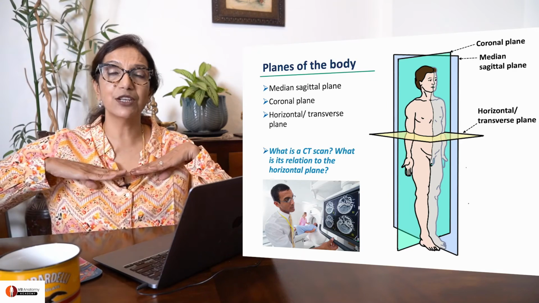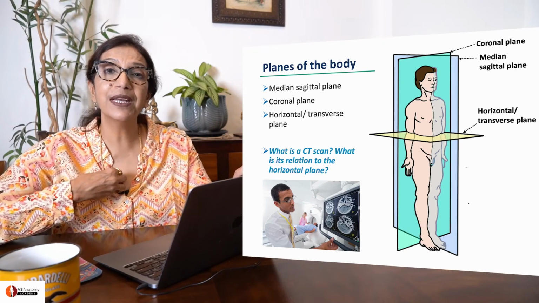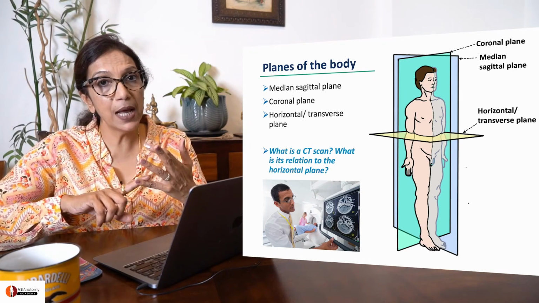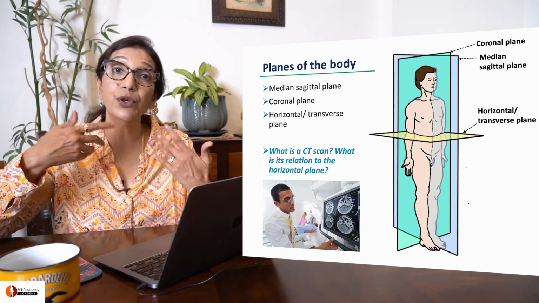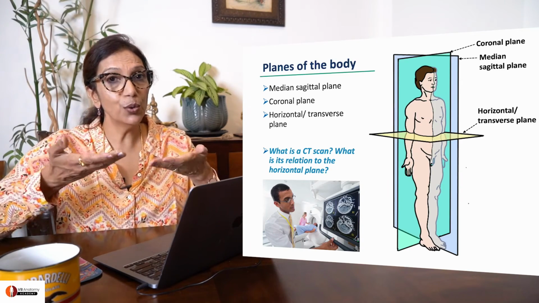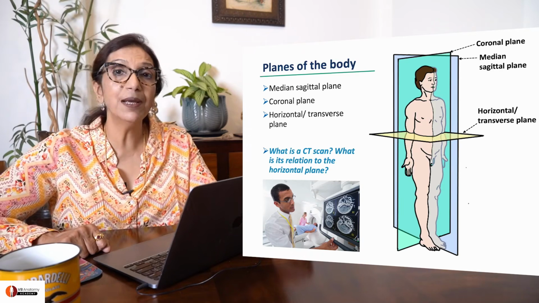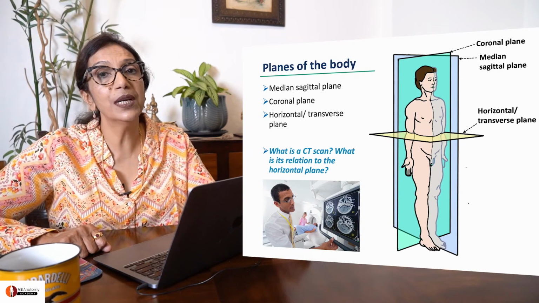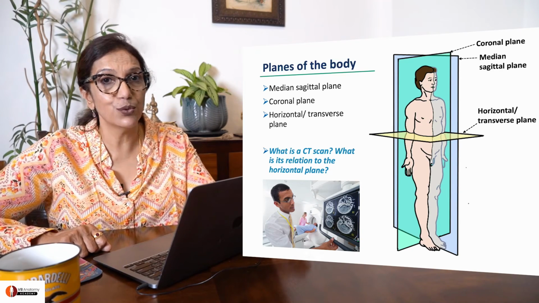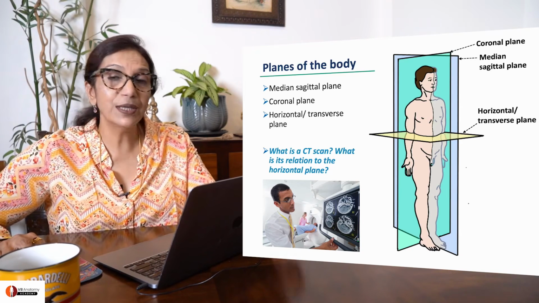Were I to take a section here, what would you get inside my chest? Would you get lung? Would you get heart? Or would you get liver? So, knowing horizontal sections is very important if you want to interpret CT scans in future. Okay, so that's the planes.